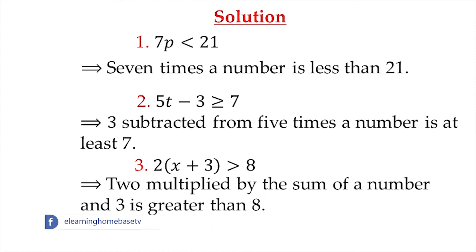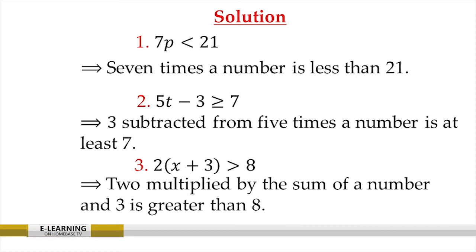And the second one, 5t minus 3 greater than or equal to 7. 3 subtracted from 5 times the number is at least 7. I want you to get used to that. At least, at most. So at least always stands for greater than or equal to. So 3 subtracted from 5 times a number, which is t in this case, is at least 7.